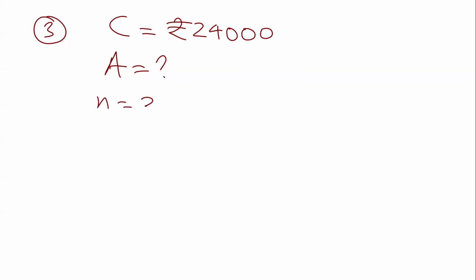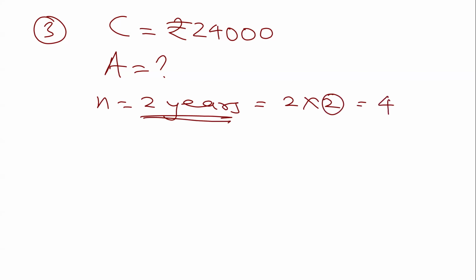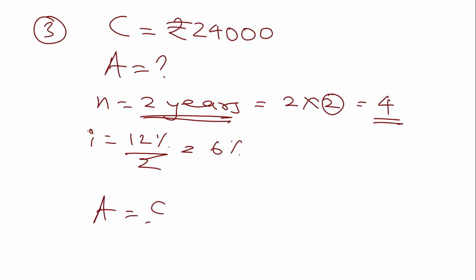N is equal to 2 years. So that is equal to 2 into 2, because in a year there will be two installments. So in 2 years there will be four installments. So whenever the half yearly problem is there, multiply whatever number of years are there into 2. So this is equal to four installments. This is not 4 years. This is four installments. I is equal to 12%, but divide this by 2. You'll get 6%. Then by this formula, A is equal to C by I, 1 plus I raised to n minus 1.